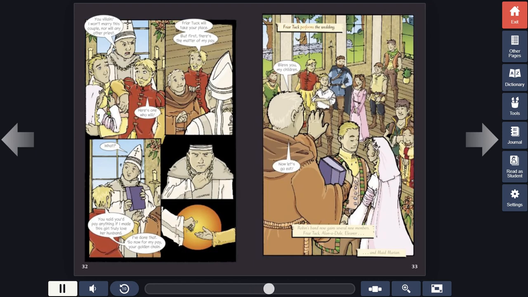Friar Tuck performs the wedding. Bless you, my children. Now, let's go eat. Robin's band now gains several new members: Friar Tuck, Alan Dale, Eleanor, and Maid Marian.